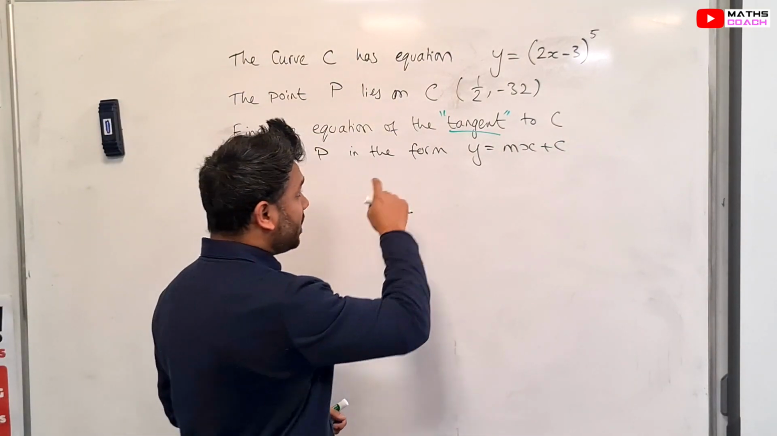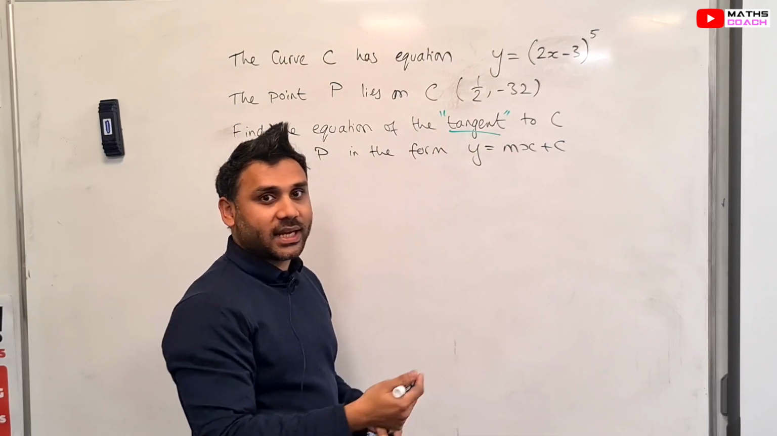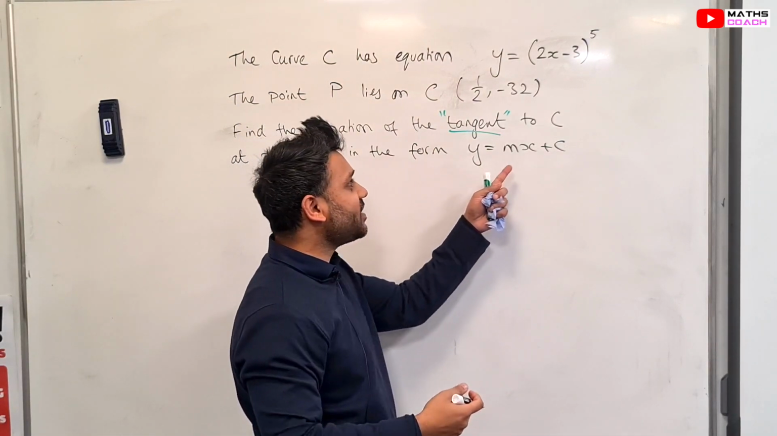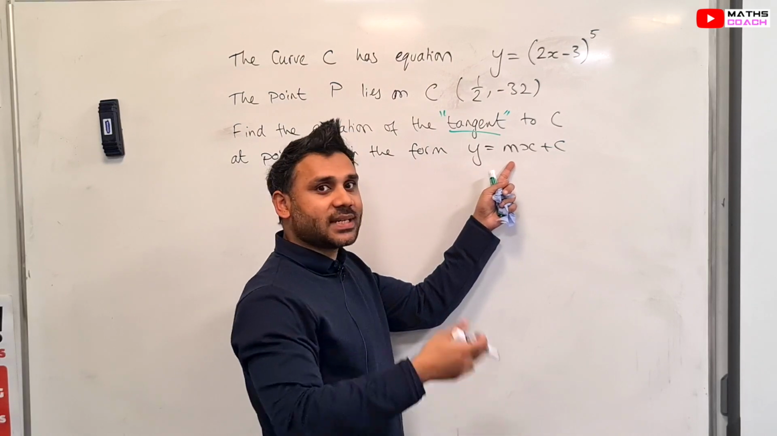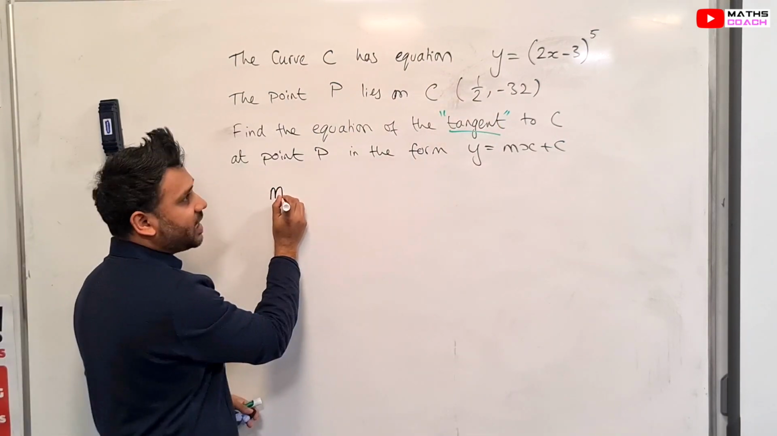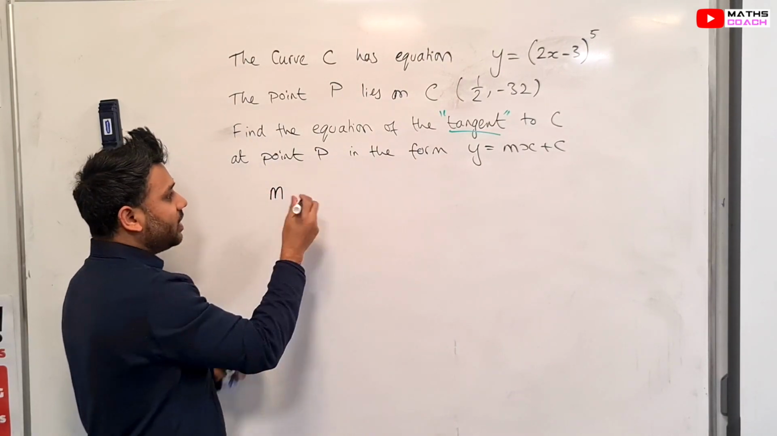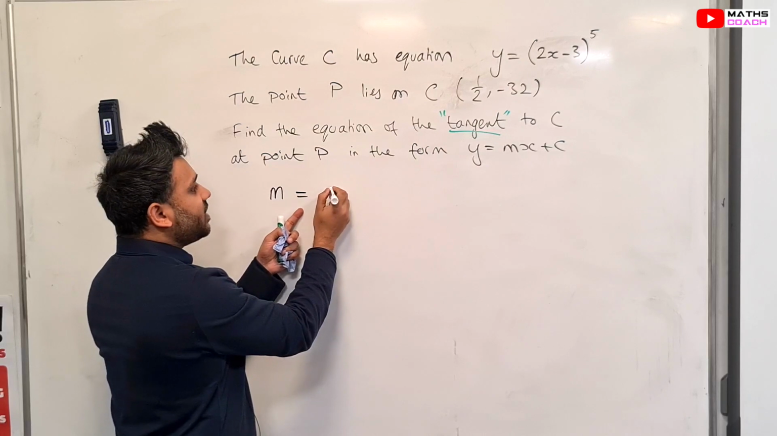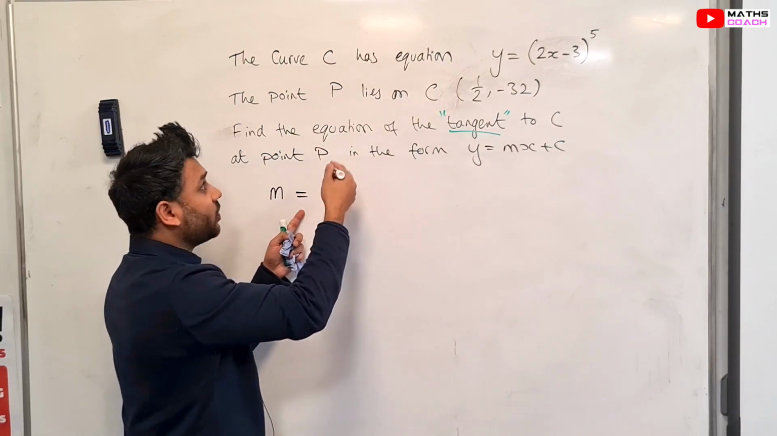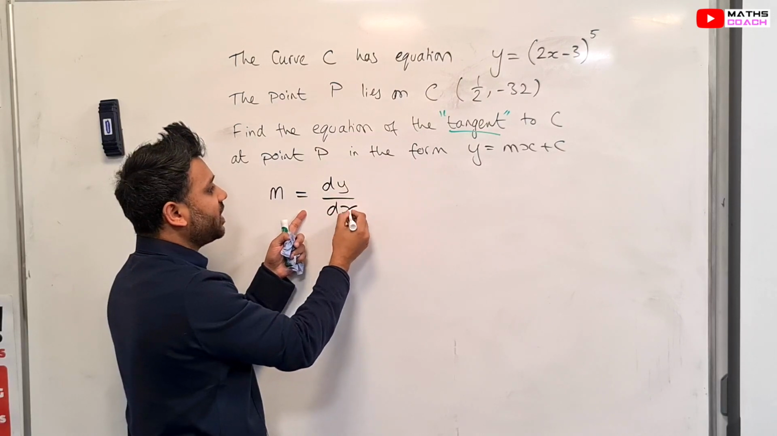Okay, so to work out the equation of the tangent, we need to start by working out the gradient of the tangent. And as we know, the gradient of the tangent to a curve is the same as the gradient of the curve at that point. So the gradient of the tangent, let's call it m, which is in our equation of a straight line, will be the same as the gradient of the curve at that point. And the gradient of the curve is given by working out dy by dx.